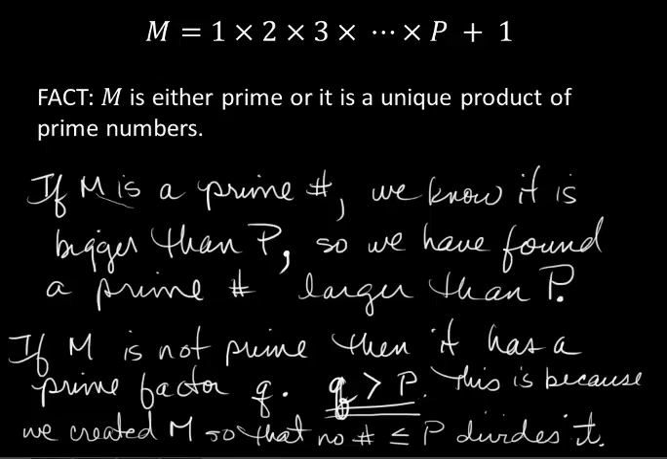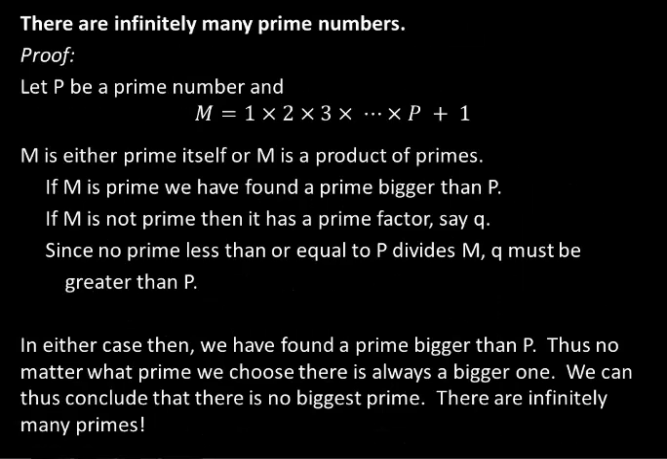Now on the next slide, I'll just review the proof. If you're going to write the proof up, you don't have to have all of these examples, and it's a very short proof. So here is the proof the way that you would write it formally. And of course there's more than one way, but there are infinitely many prime numbers. Proof. Let P be a prime number, and make the number capital M to be the product of P and all numbers smaller than P, natural numbers, and then add 1.